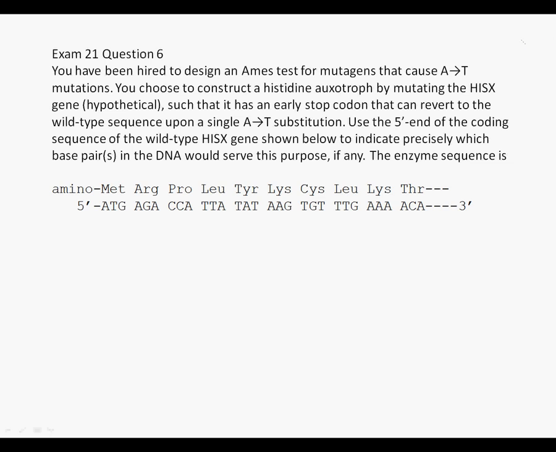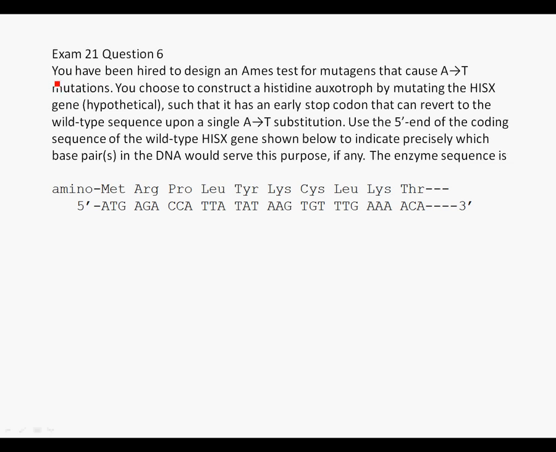Let me talk about question 6 of exam 21. This is an example of a problem where there's lots of different issues, a lot of genetic issues, a lot of biological issues. So the question is, always read the question carefully. Make sure you understand the question, because if you don't understand the question, you're unlikely to arrive at a reasonable answer.